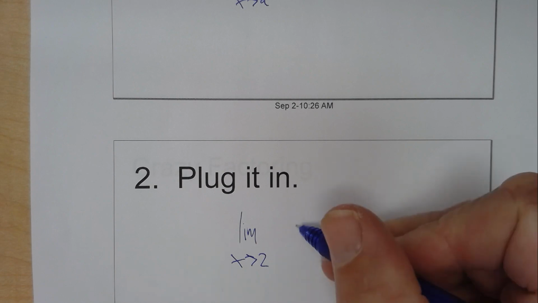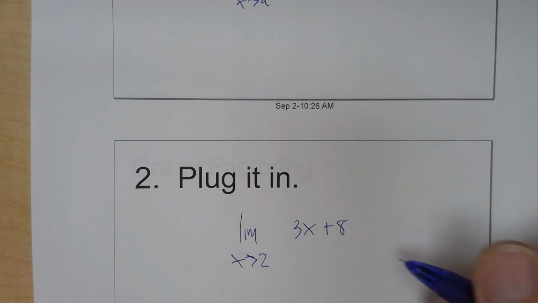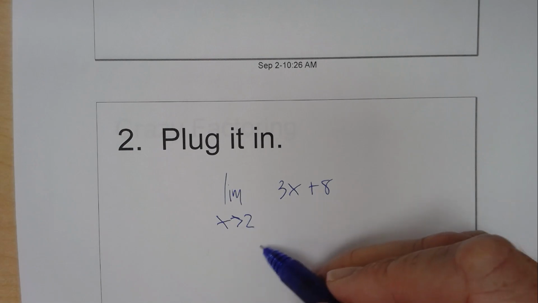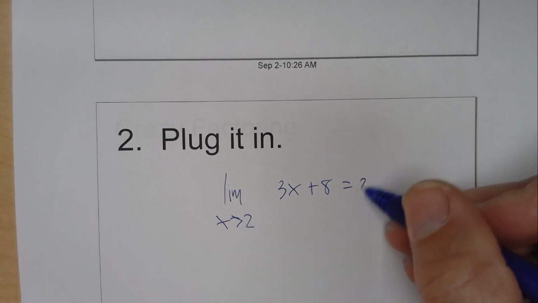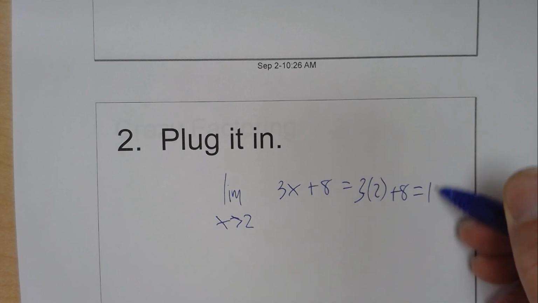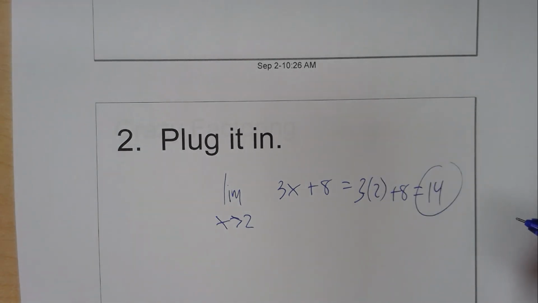The limit as x goes to 2 of 3x plus 8. So that's a line, right? And we're going to 2. Just plug it in. So it's 3 times 2 plus 8. I think that's 14. Ba-boom, done.